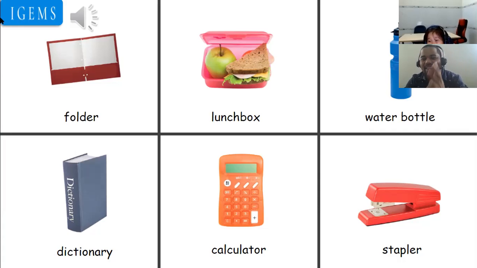Very good. Number three. Next one, the third one. What is the third one? Water. Water, water bottle. What's the third one? Bottle. It's water bottle. That's right. Yeah, that's correct. And what about the next one? Can you tell me the other one? Dictionary. Dictionary, that is correct.